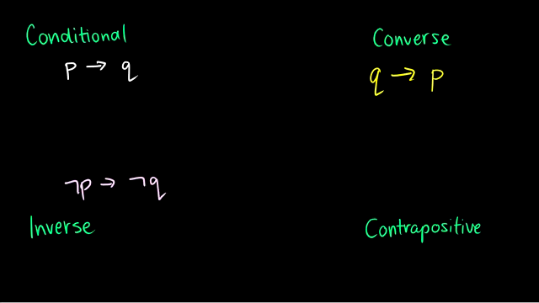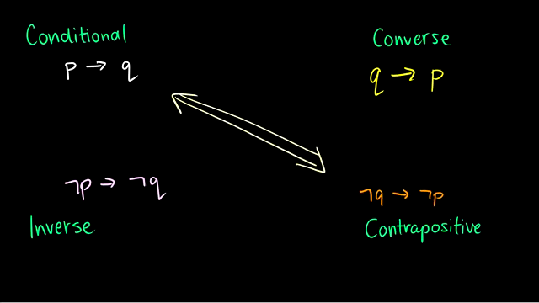Finally, the contrapositive is doing the converse and the inverse. So the contrapositive is flipping the order and putting a negation before each proposition. So for P arrow Q, the contrapositive is not Q arrow not P. So which of these are logically equivalent? Well, the conditional is logically equivalent to the contrapositive, and the converse is logically equivalent to the inverse.